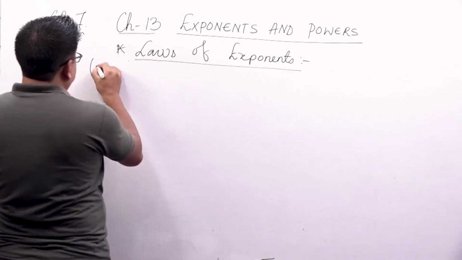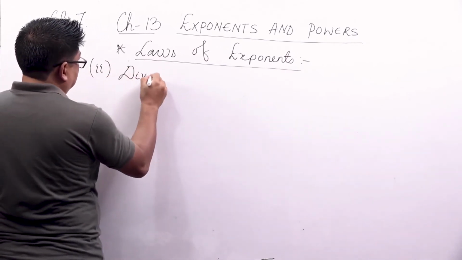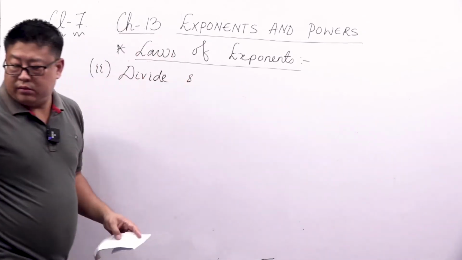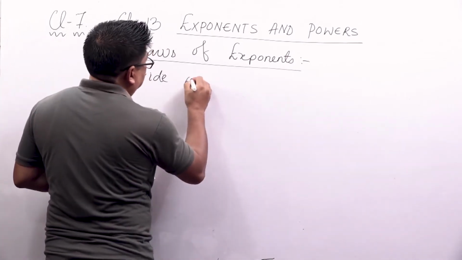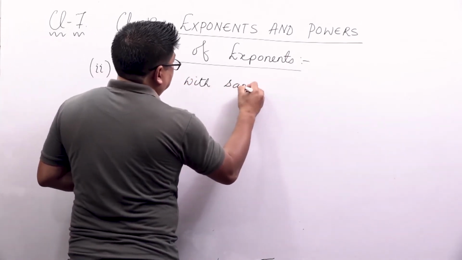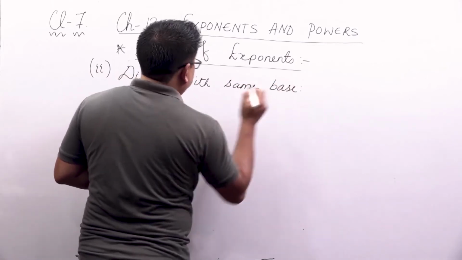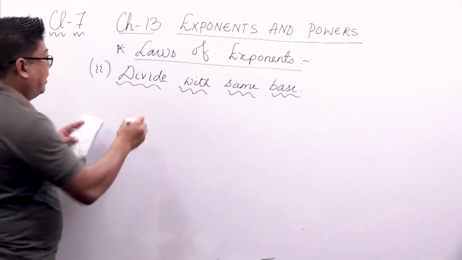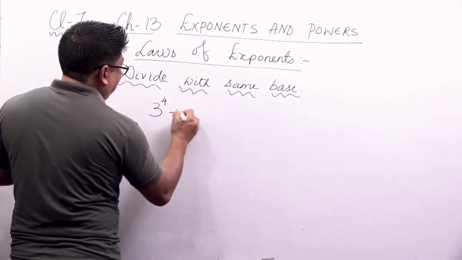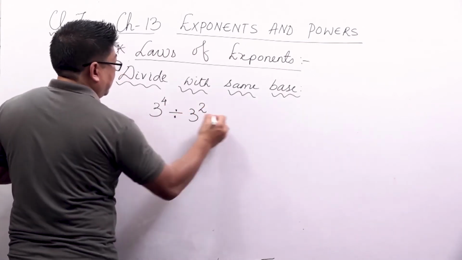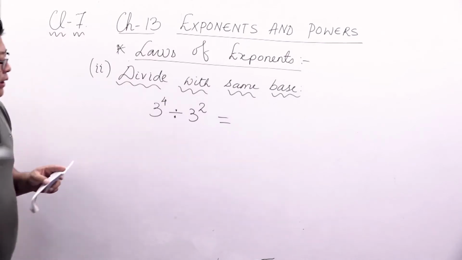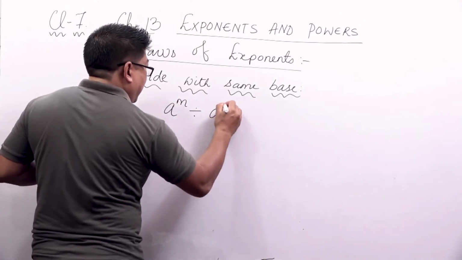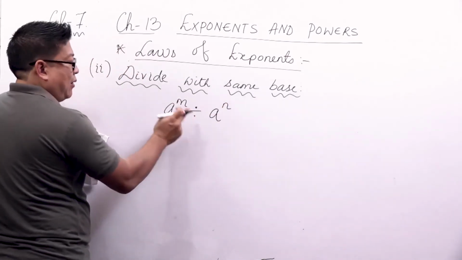The next law is number 2, dividing, or just write divide, with same base. We're going to deal with the same base again. It was multiply earlier, now it is divide. So 3 to the power 4 divide 3 to the power 2. Sorry, before we go there, let's look at the expression. A to the power m divide a to the power n. Earlier it was multiply, now it is divide.